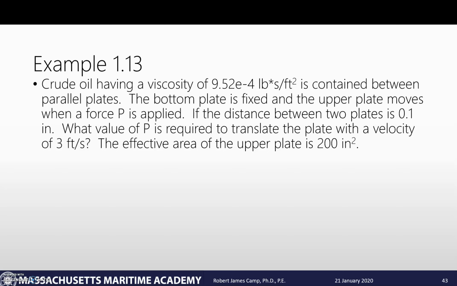If the distance between the two plates is 0.1 inch, what value of P is required to translate the plate with a velocity of 3 feet per second? And the effective area of the upper plate is 200 inches squared.